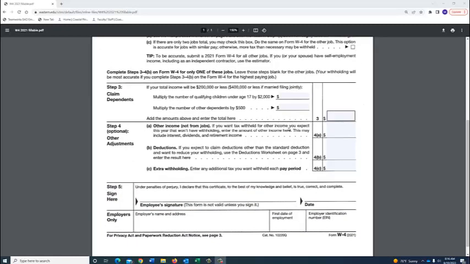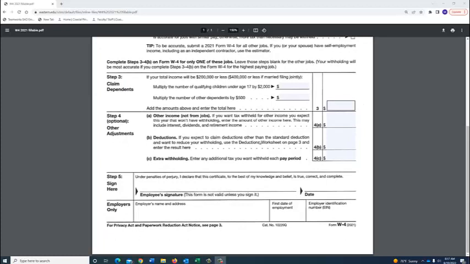Okay, down in step 3, if the employee is entitled to tax credits for dependents on their annual tax return, they're going to indicate here by entering $2,000 for children under age 17 and $500 for dependents who are 17 and older.